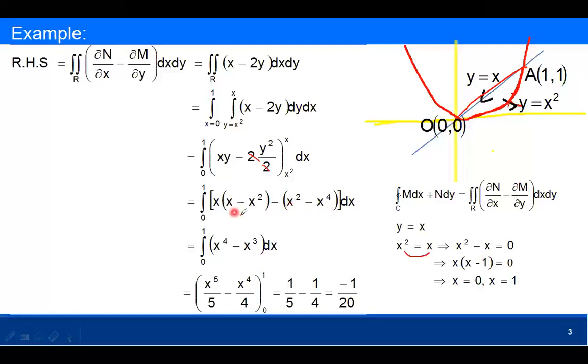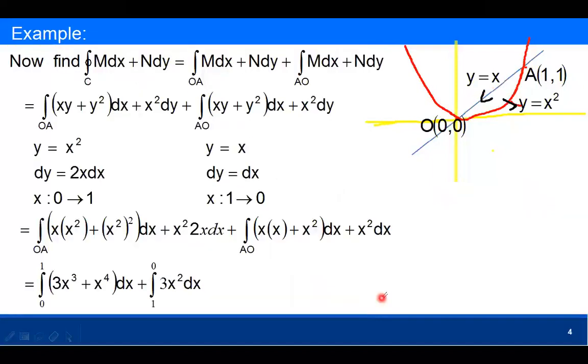So these two get cancelled. So therefore x raised to 4 minus x cube. Now we are integrating this with respect to x. So integral of x raised to 4 is x raised to 5 by 5, minus integral of x cube, that is x raised to 4 by 4. Now substitute upper limit and lower limit. So 1 by 5 into 1 minus 0, that is 1 by 5 only, minus similarly for this 1 by 4. So take LCM is 20, 4 minus 5, that is minus 1 by 20.